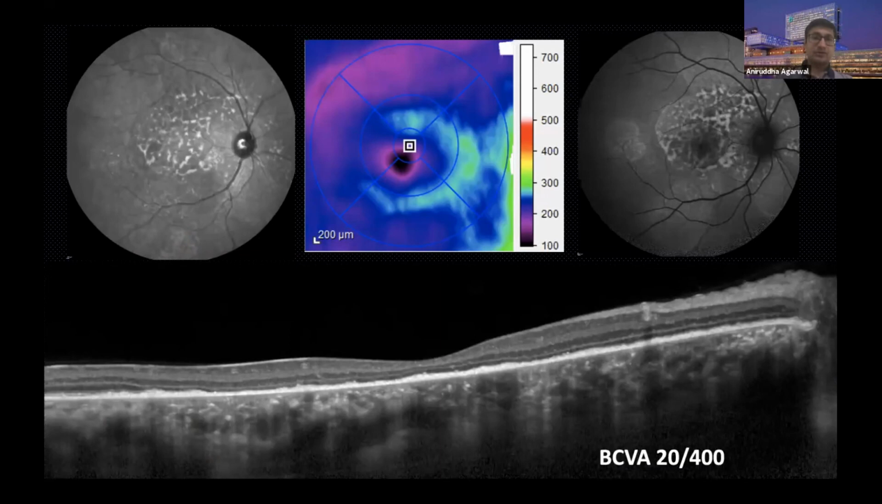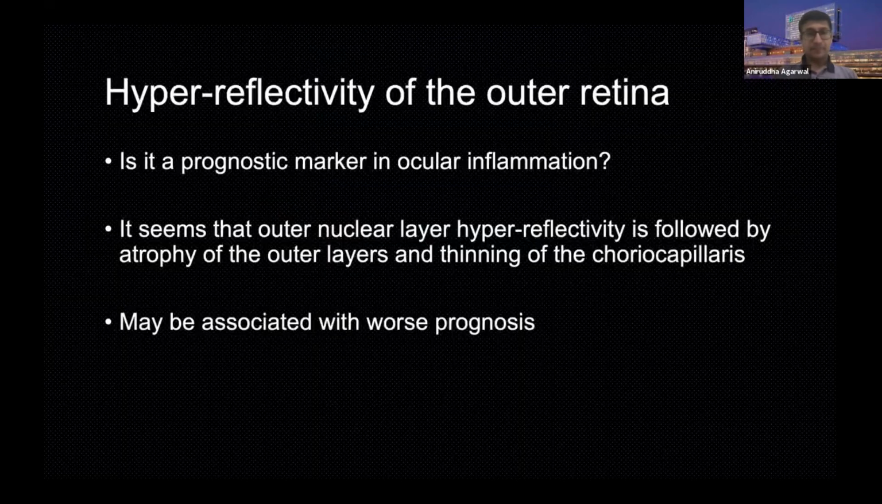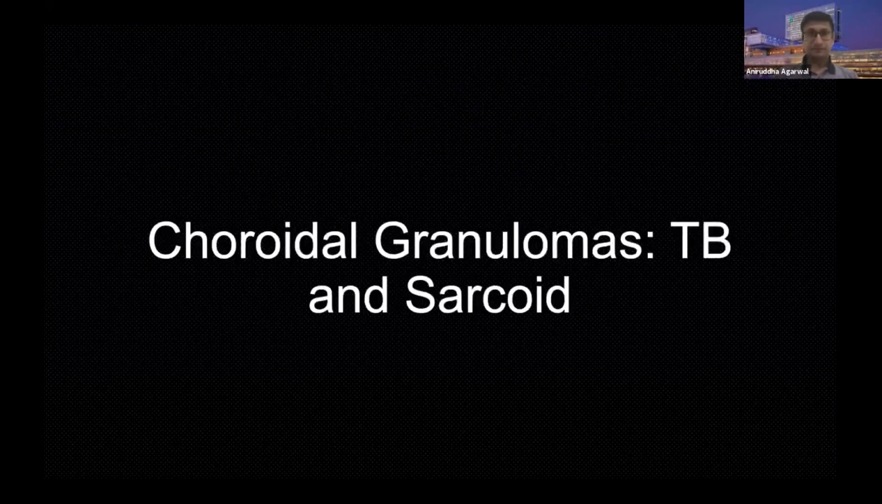So does the outer retina have a role to play in the prognosis of the choriocapillaris recovery? There may be an association between the reflectivity of the retinal layers and the choriocapillaris, and they may be associated with poor prognosis.